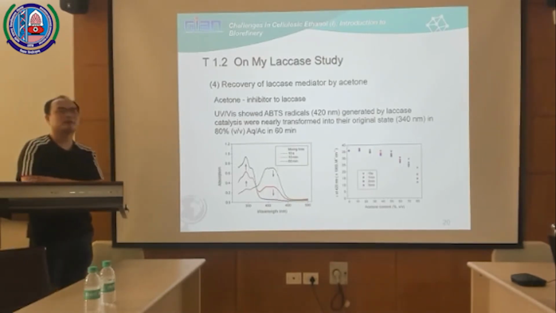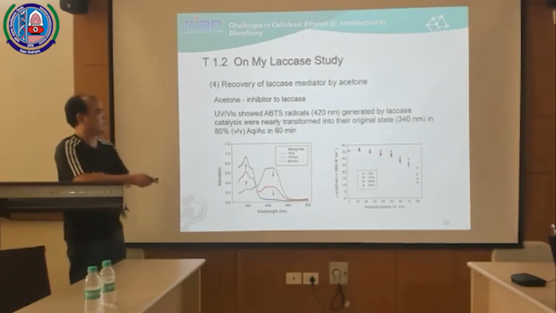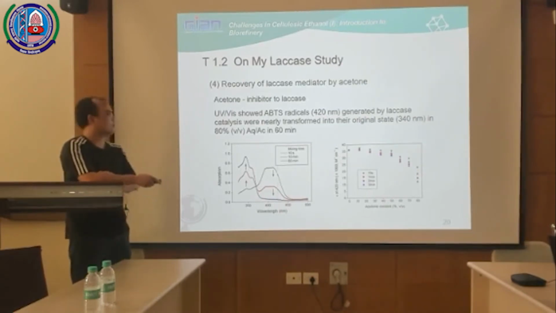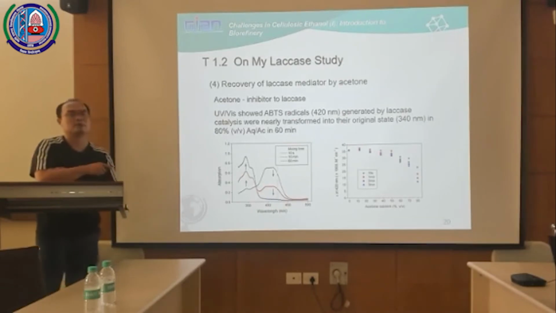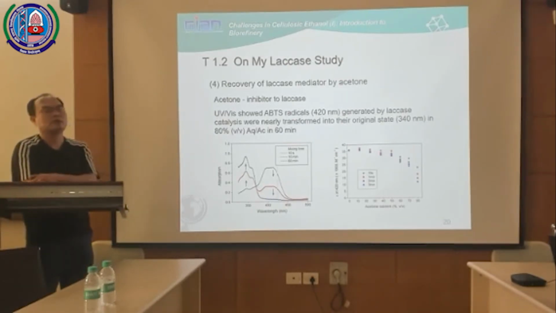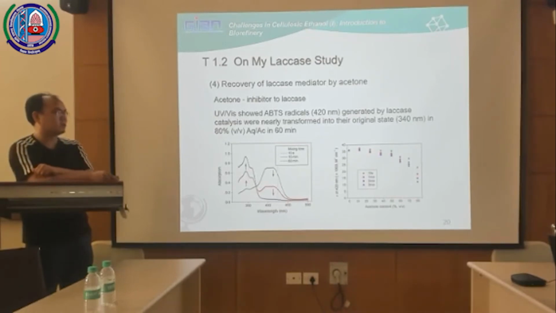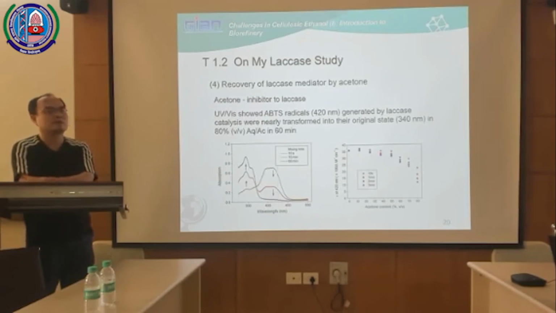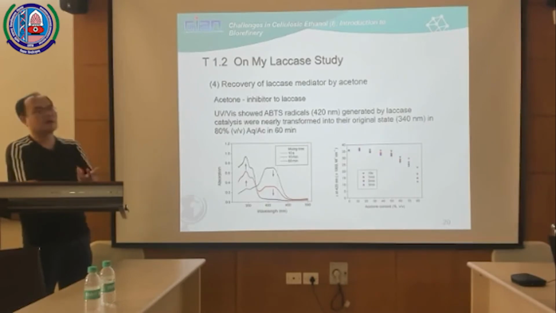So what is the second graph? The second figure shows a decrease within a few minutes at a very high content of ethanol, 80% ethanol. In 3 minutes, the ABTS radicals were scavenged. So the ethanol plays a role as an antioxidative agent.